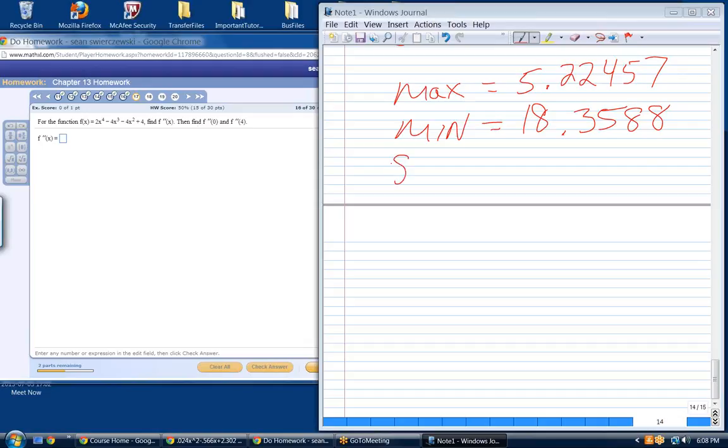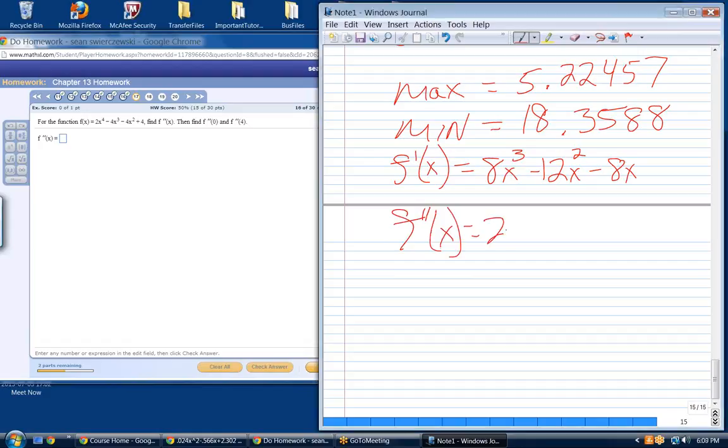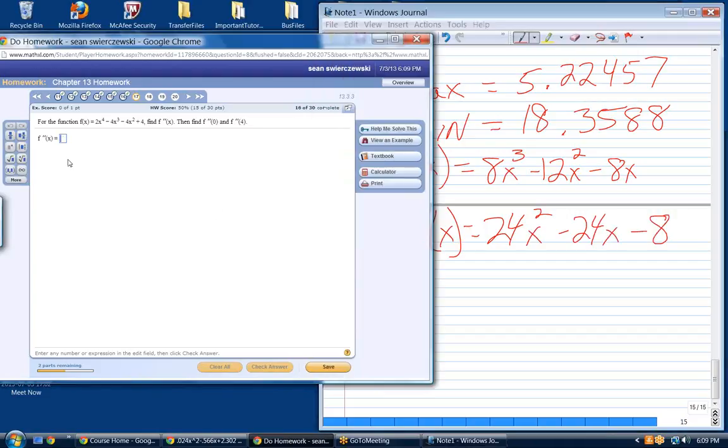What's f prime of x? 8x to the third minus 12x squared minus 8x. That's it. What's f double prime of x? 24x squared minus 24x minus 8. I didn't realize you just kept going down the line with it. That's pretty easy. Yeah, it is, actually.